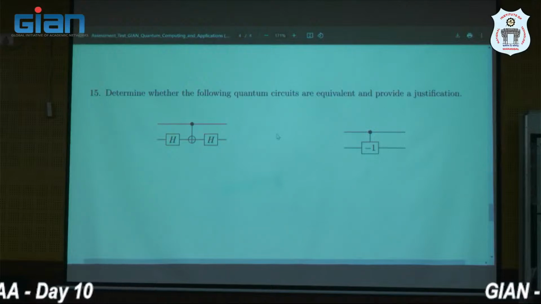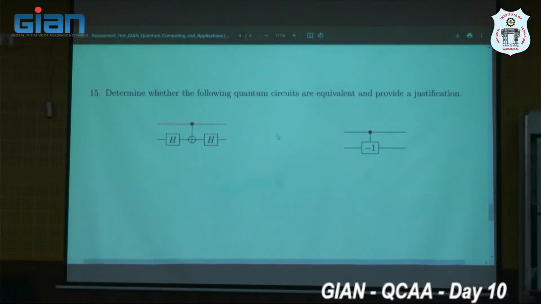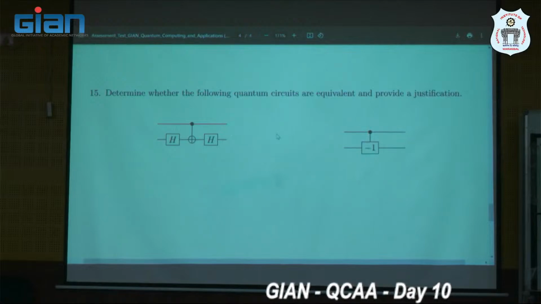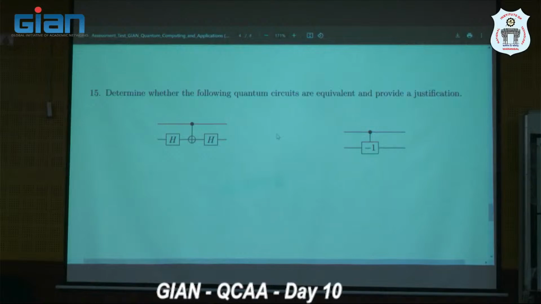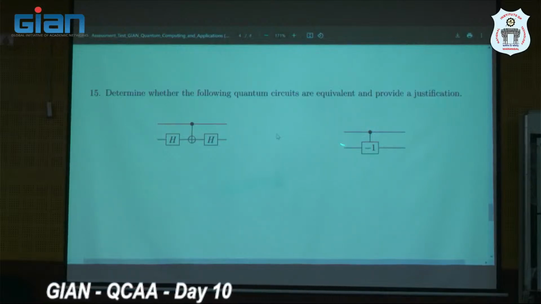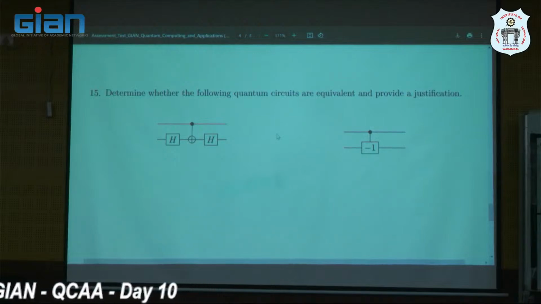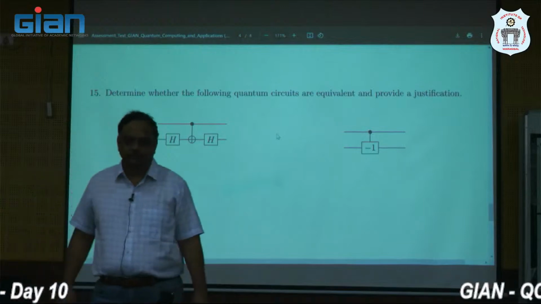1 plus 0 Hadamard goes back to 0. Correct? So 1 0 goes to 1 0. Now you will note that 1 1 goes to minus 1 1, because 0 and 1 swap, and 1 minus 0 is minus. So 1 1 goes to minus 1 1. That's exactly what happens in this gate. Agreed? Control minus 1.